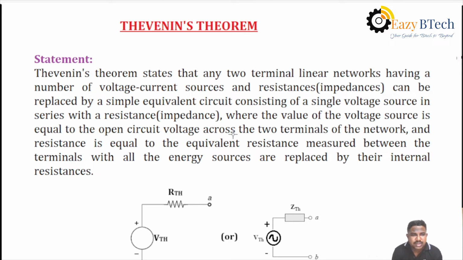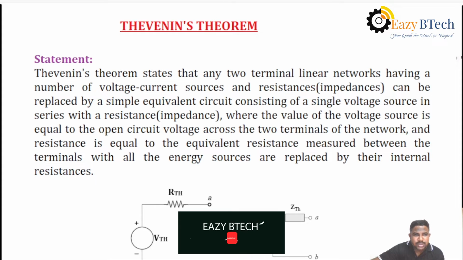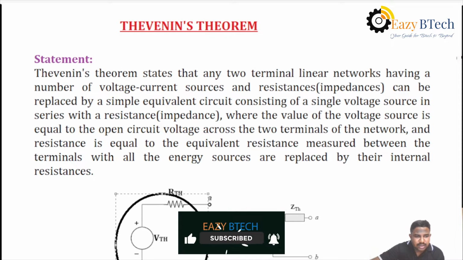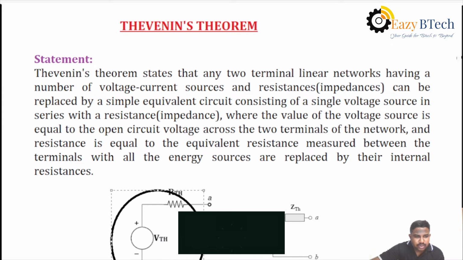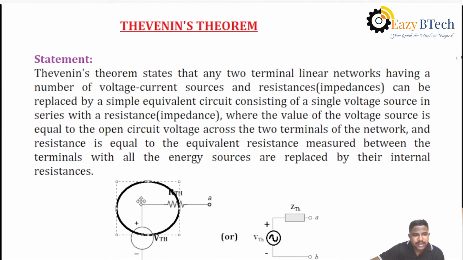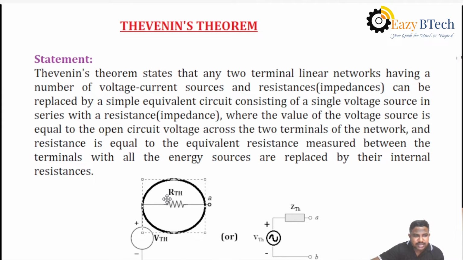It states that a given circuit consisting of any number of voltage and current sources and any number of resistances can be replaced by a simple circuit, that is, a single voltage source in series with a single resistance. That circuit is called the Thevenin's equivalent circuit.